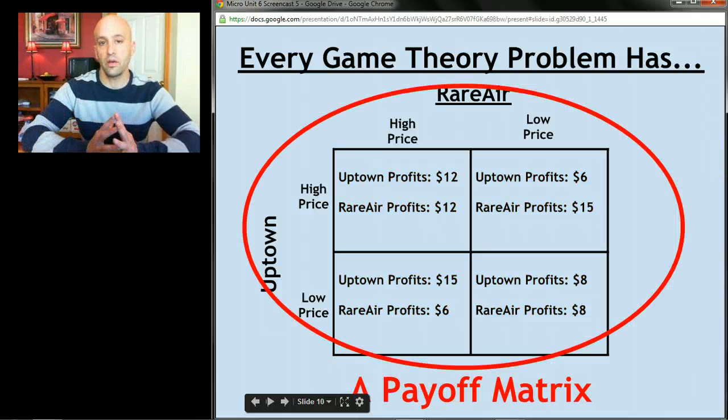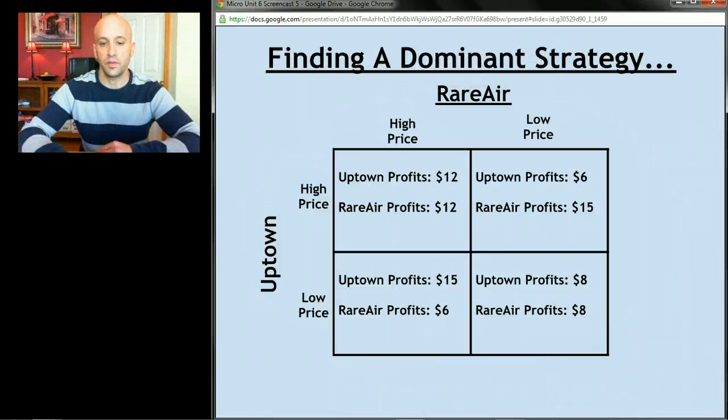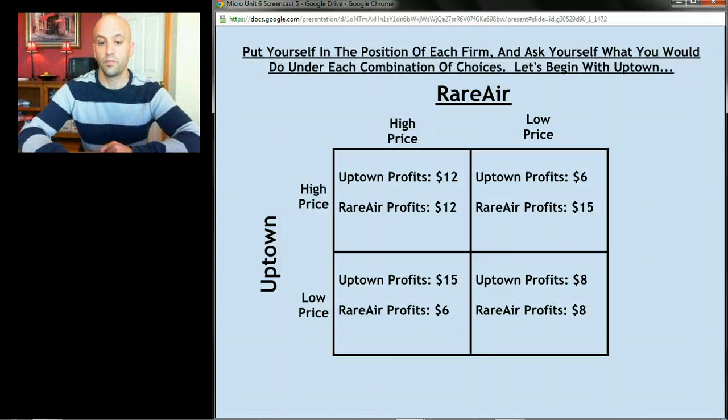All of this taken together is what's called the payoff matrix. Alright, so how do you analyze game theory problems? The first thing you're looking for is a dominant strategy if one exists. The way you find a dominant strategy is by putting yourself in the position of each firm and simply asking yourself, what would you do under each combination of choices?